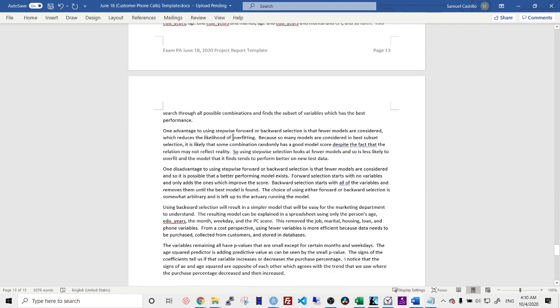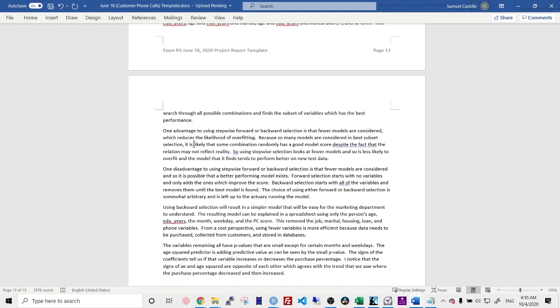One advantage of using stepwise forward or backward selection is that fewer models are considered, which reduces the likelihood of overfitting. Because so many models are considered in a best subset selection, it is likely that some combination randomly has a good model score, despite the fact that the relation may not reflect reality. So stepwise selection looks at fewer models, and so it's less likely to overfit, and the model that it finds tends to perform better on new data. One disadvantage of using stepwise forward or backward selection is that fewer models are considered, so it is possible that a better performing model exists.